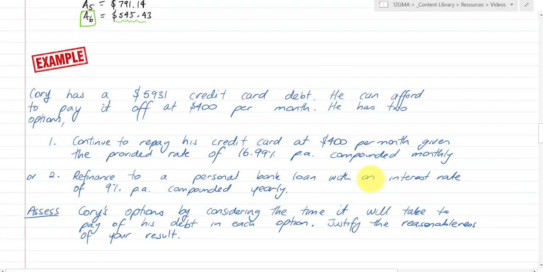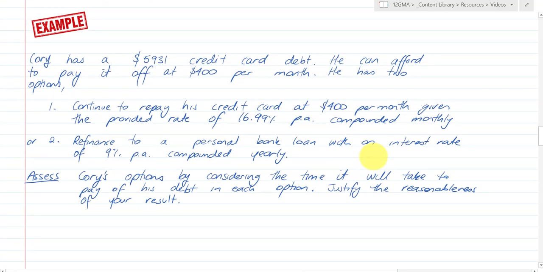And a second example, this one's a bit trickier. Corey has a $5,931 credit card debt. He can afford to pay it off at $400 per month. He has two options. He can either continue to repay his credit card at $400 per month, given the provided rate of 16.99% per annum compounded monthly, or he can refinance to a personal bank loan with an interest rate of 9% per annum compounded yearly. Assess Corey's options by considering the time it will take to pay off his debt in each option. Justify the reasonableness of your result.